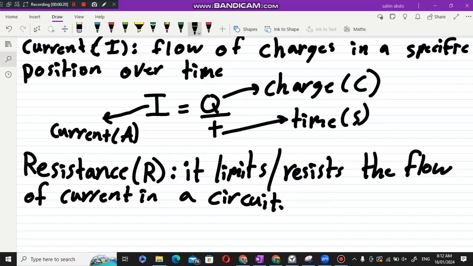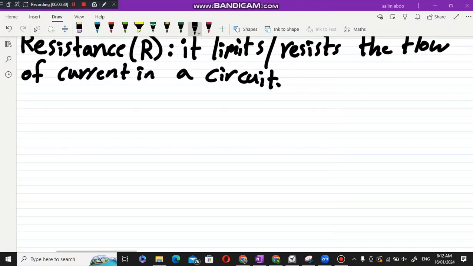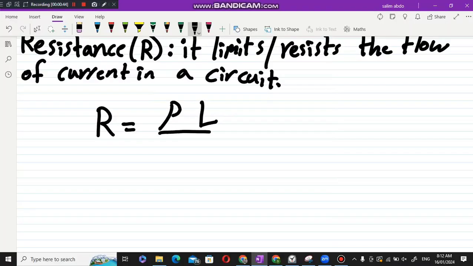Then we talked about resistance, which is a device of resistance in general. It limits or resists the flow of current in a circuit. So the following is the equation for the resistance. Resistance is equal to resistivity, which is a property that depends on the type of material and how it's able to resist flow of current, multiplied by the length of the material divided by the area.